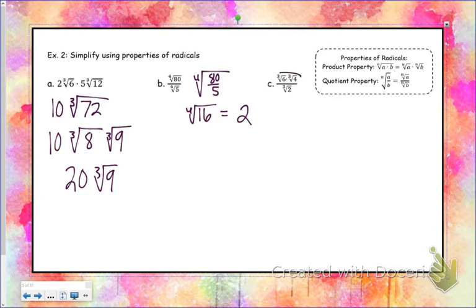All right, so on C, then I can multiply. So this would be the cube root of 24 over the cube root of 2. And then I can divide, and that gives me the cube root of 12, and the cube root of 12 does not simplify, so I am done.